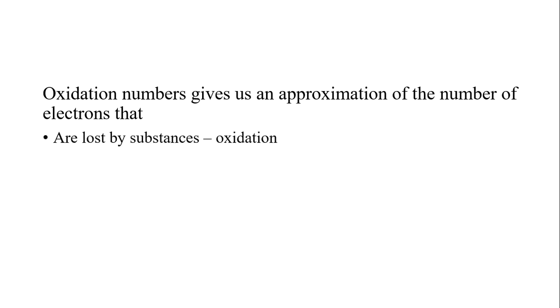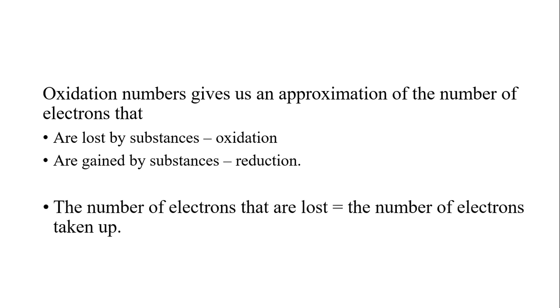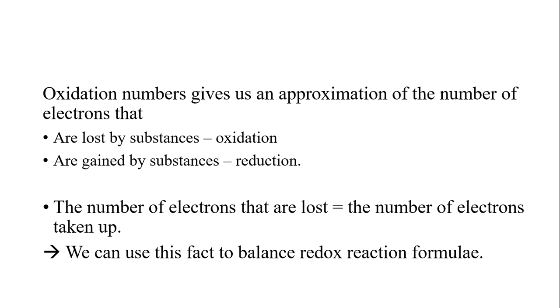Right. So oxidation numbers give us an approximation of the number of electrons that are lost by substances through the process of oxidation, and the number of electrons that are gained by substances through the process of reduction. And oxidation can never occur without a reduction, and vice versa. And the number of electrons that are lost through oxidation will always equal the number of electrons taken up through reduction. This is a fact that we then can use to balance redox reaction formulae.